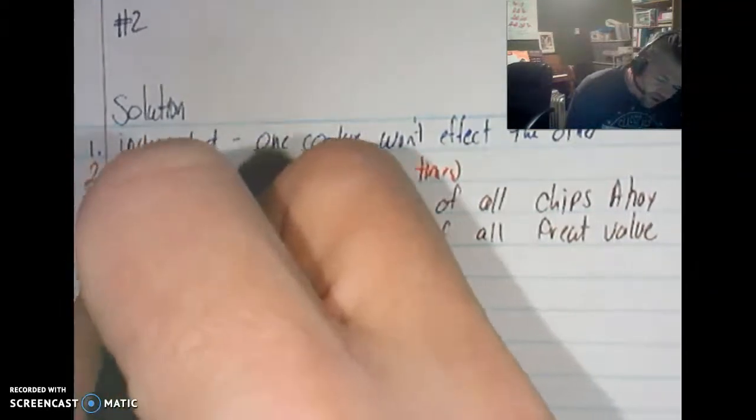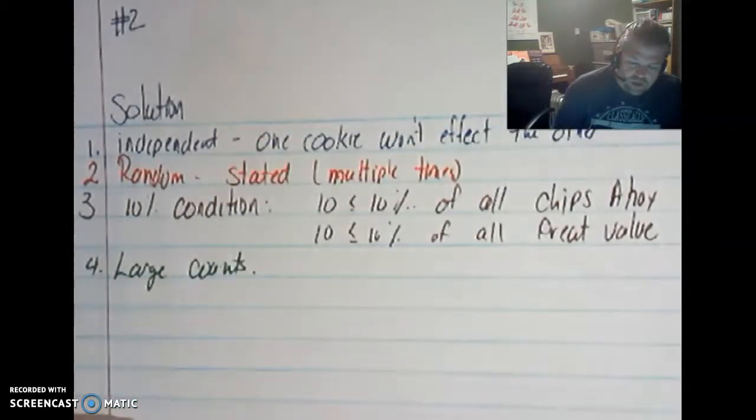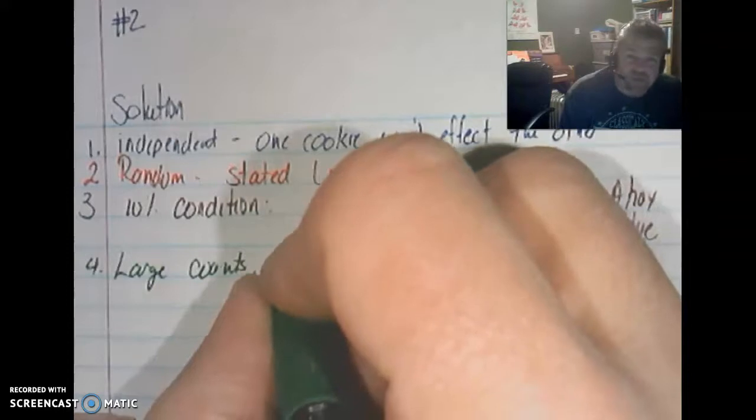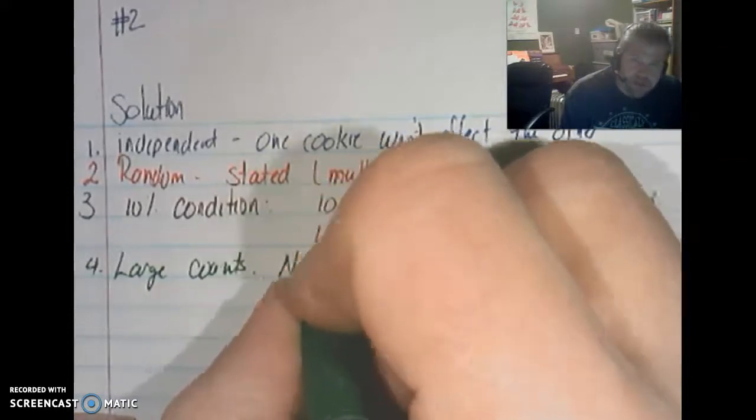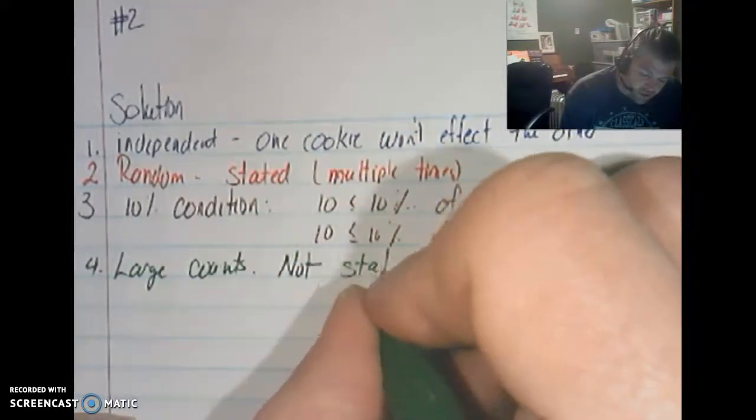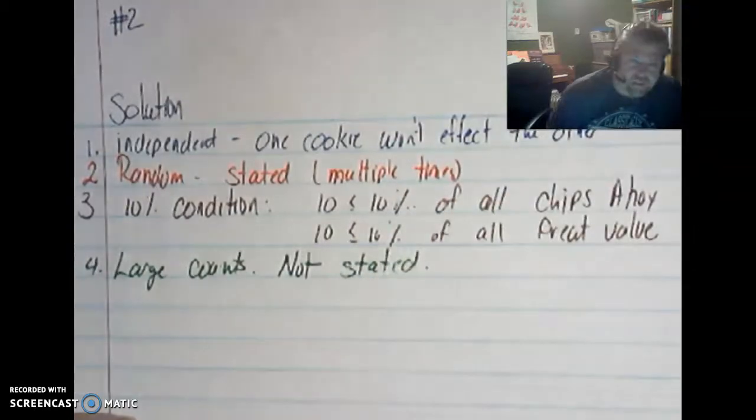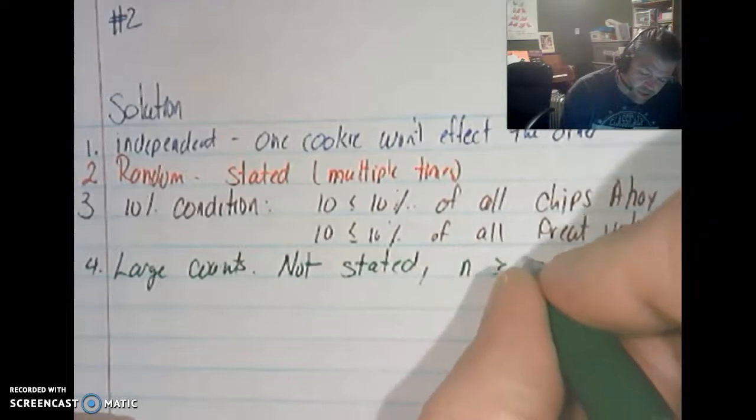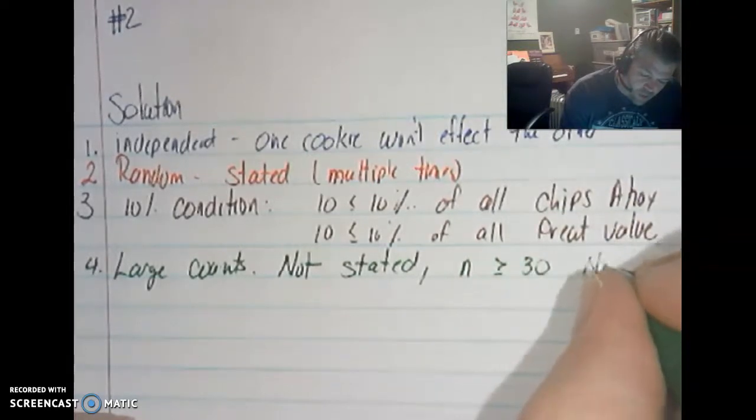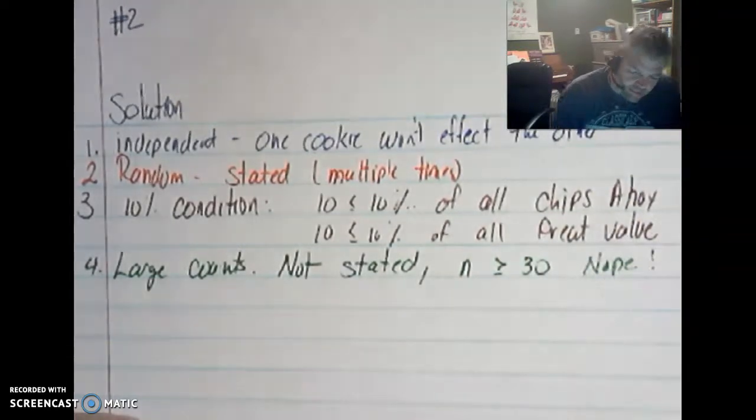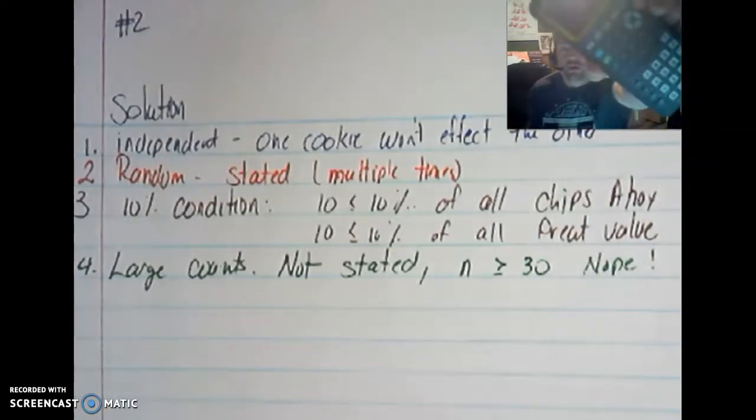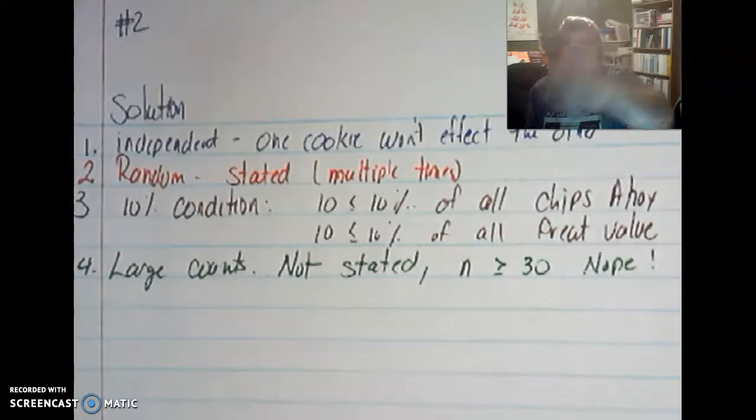Okay? All right. Number 4, this is our large counts. So, was it stated that it's approximately normal? Not stated. Is n greater than or equal to 30? Nope, it's not. We only have 10. So that means we need to use our calculators.